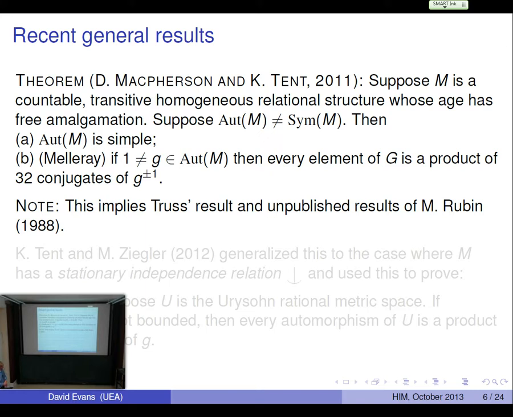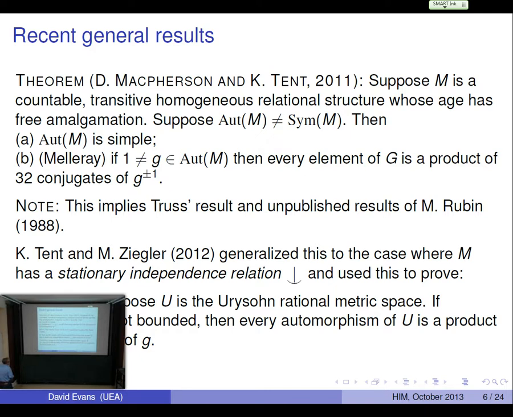Okay, right. So Katrin Tent and Martin Ziegler generalized this a bit further to the case where M has what they call a stationary independence relation. That's that strange symbol there. And they applied this more general setting to prove the following about the Urysohn rational metric space. So suppose U is that.